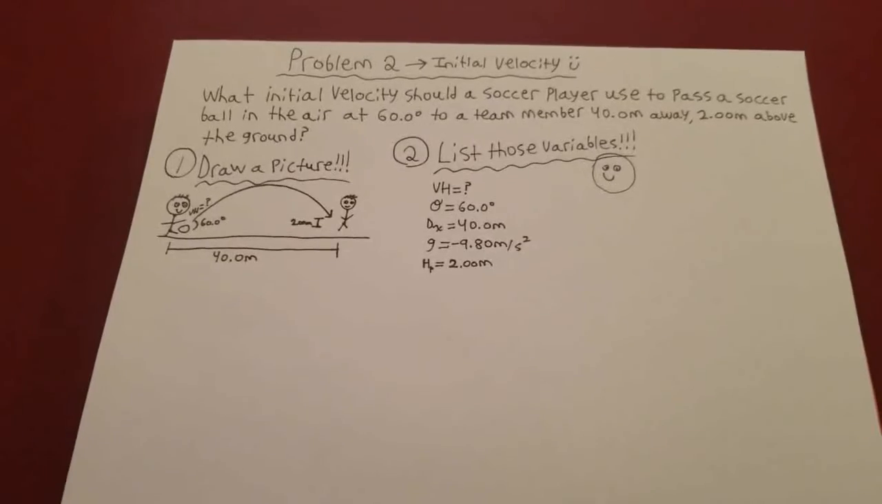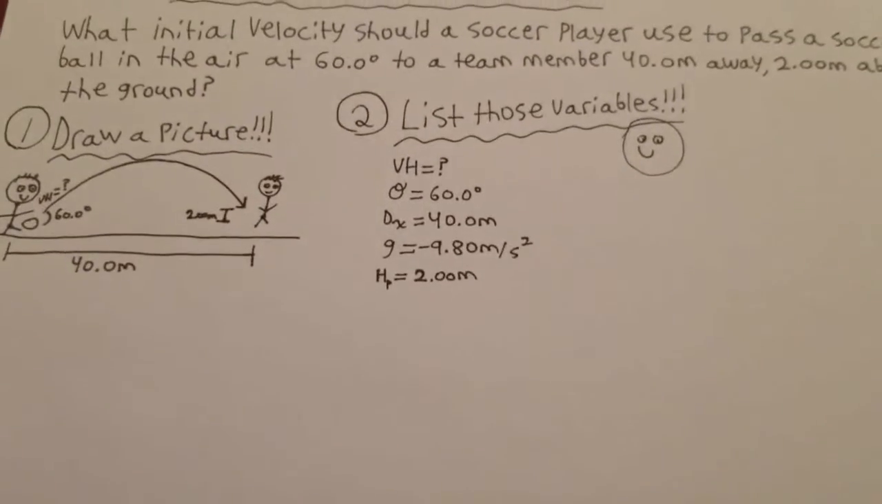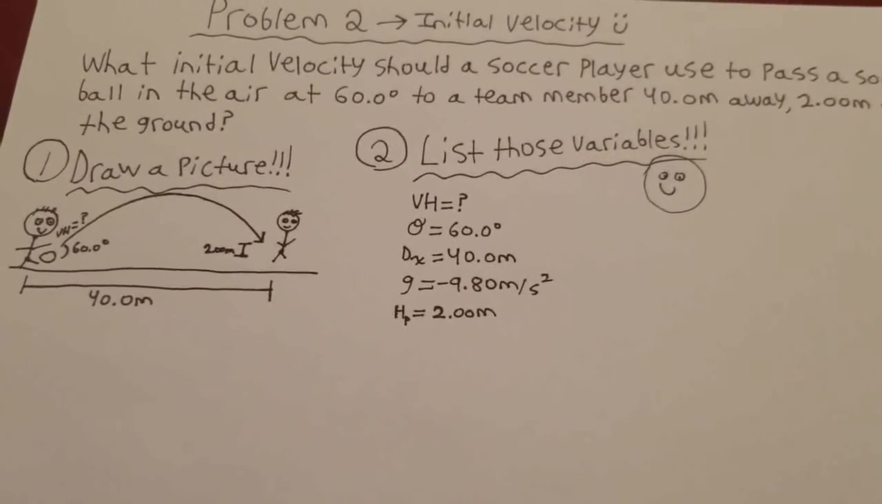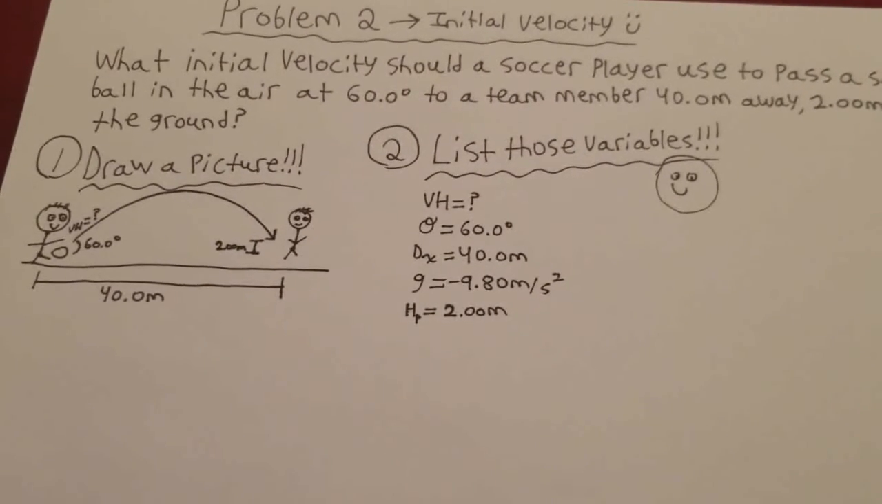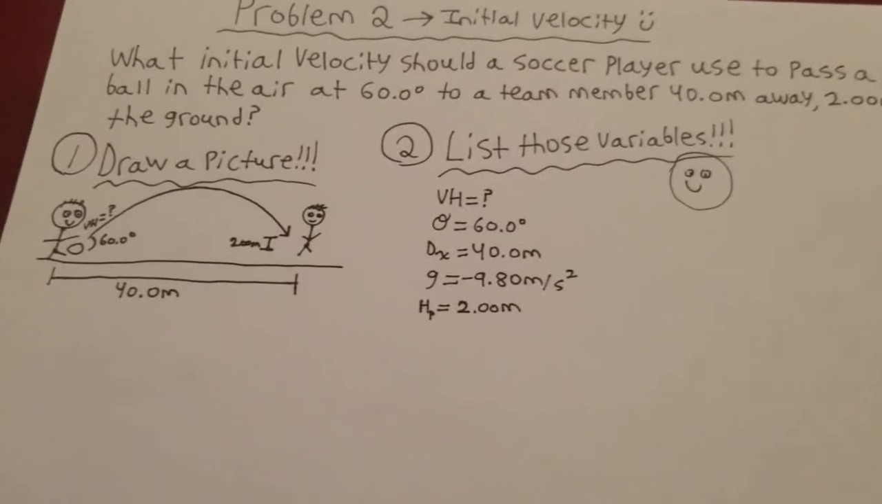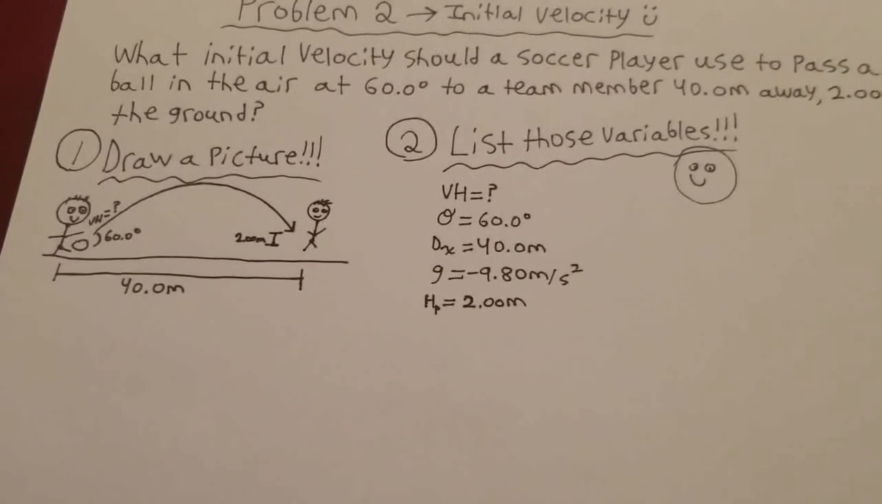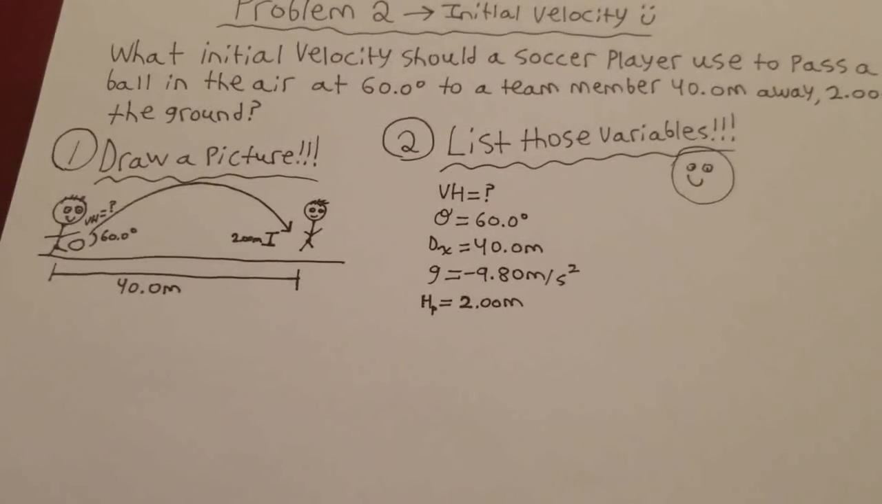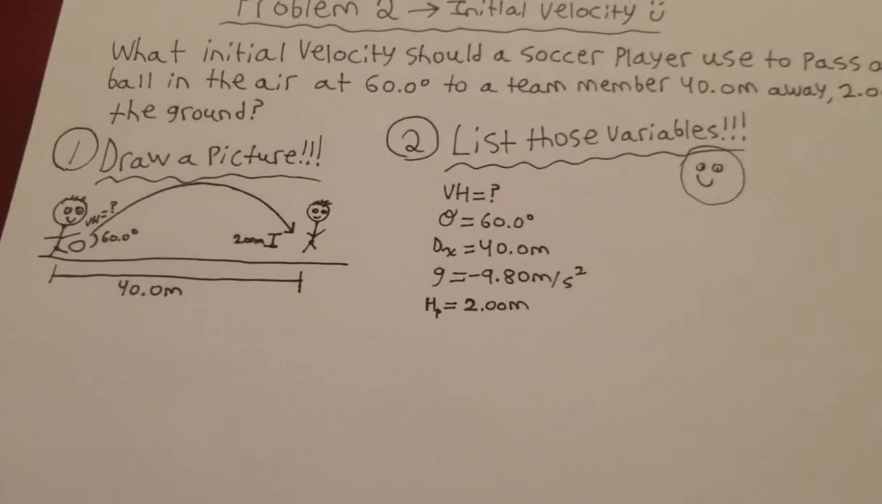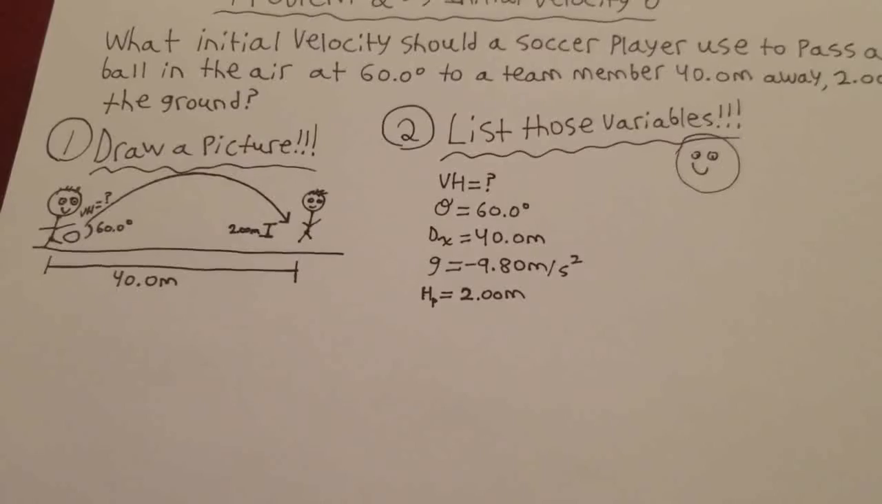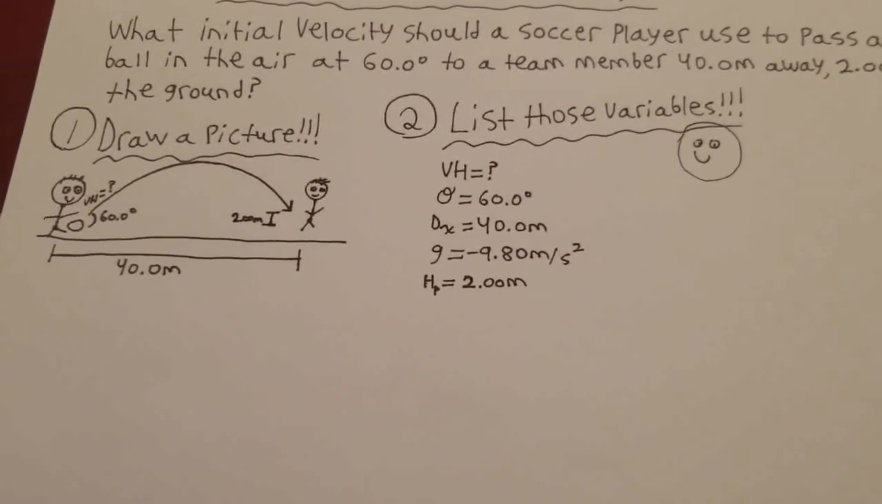All right, now we have listed our variables. So we do not know the initial velocity, which is what we are solving for, but we do know that the angle is 60.0 degrees. The distance in the x direction is 40.0 meters. We know that the acceleration of gravity is negative 9.80 meters per second squared, and that the height that the ball is to go to the player is 2.00 meters.